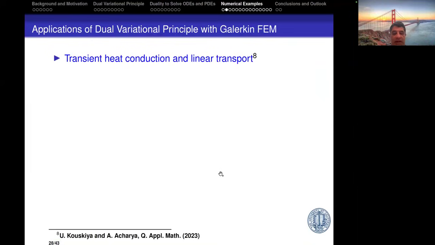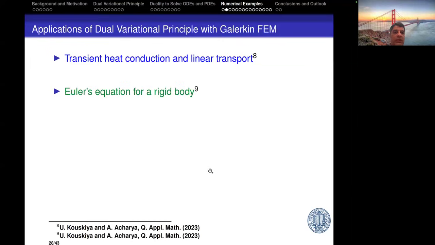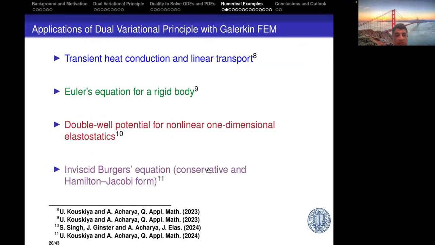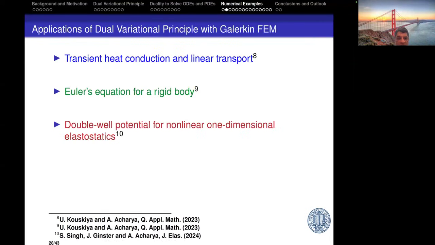So before starting off, I should obviously mention there's a lot of work already done by Amit and his co-workers and his students on transient heat conduction and linear transport, on Euler's equation for a rigid body, double well potential for nonlinear one-dimensional equations, elastostatics, and also inviscid Burgers, both conservative and the Hamilton-Jacobi form, right? So this was all done with FEM as the basis, or FEM shape functions, and for simple problems in general, but just to illustrate the idea and point out the key thing that one must recognize.